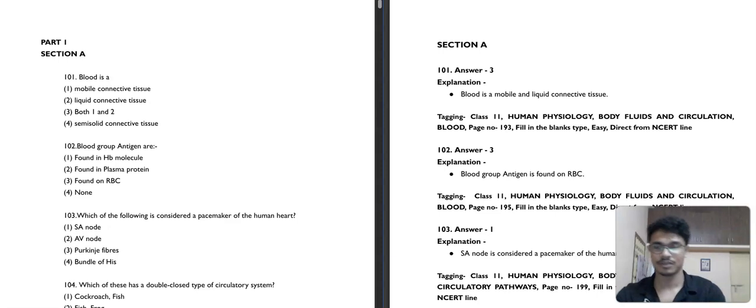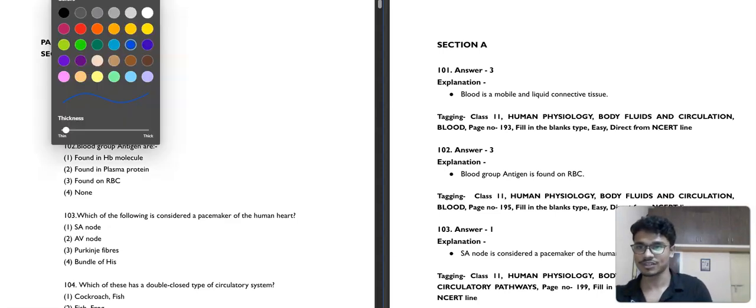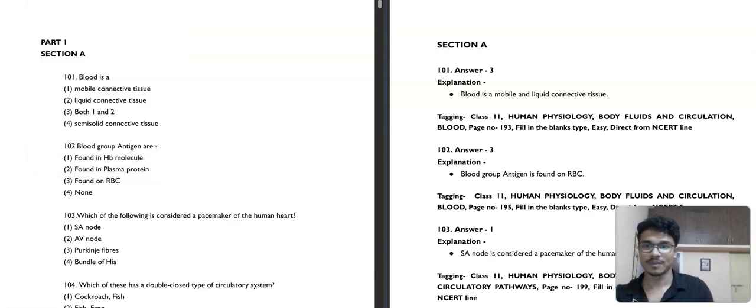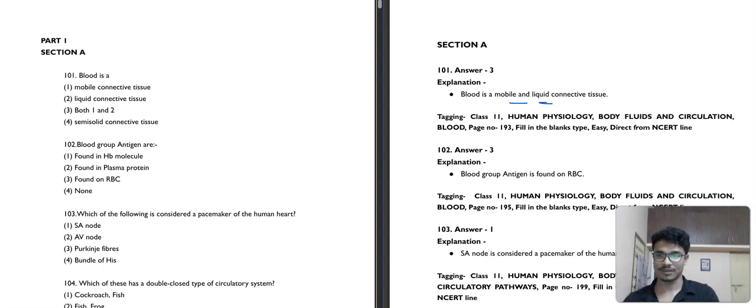So let's start. First question is saying that blood is a mobile connective tissue, liquid connective tissue, both first and second, or semi-solid connective tissue. Blood is basically mobile and liquid connective tissue. Know that blood is a liquid type and it also transports from one part of the body to another part of the body. Third option is our correct answer for this question.